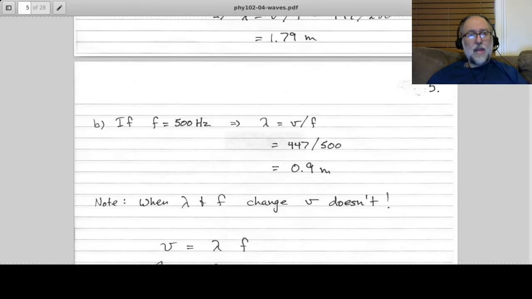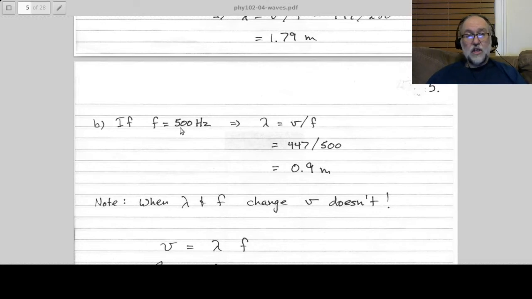Okay, now for part B, I said, well, what if we vibrate the string at 500 hertz, which is twice the frequency? So it's the same formula, but we have to be careful. The velocity didn't change. Remember, the velocity is now fixed. We fixed the tension. The linear mass density is not going to change. The tension is not going to change, so the velocity is not going to change.